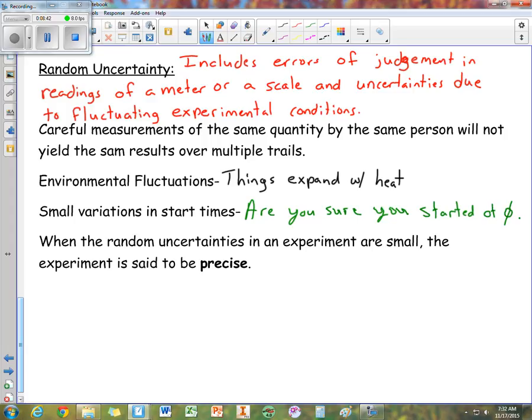Are you sure you started at 0 meters? Are you sure that the timer is turned on exactly at 0 meters? That's hard to do. Now, when the random uncertainty or random errors in the experiment are small, the experiment is said to be precise. So again, that's our standard deviation.